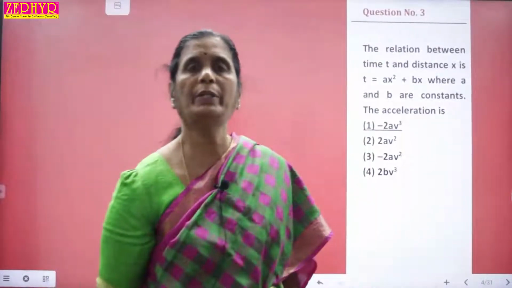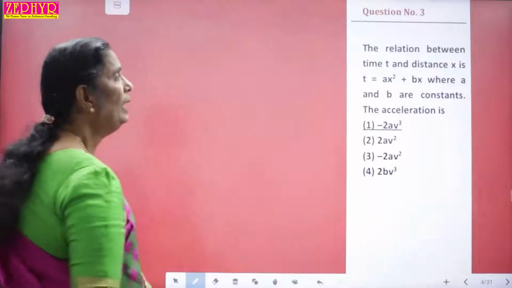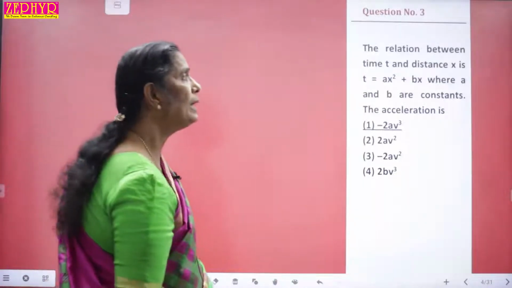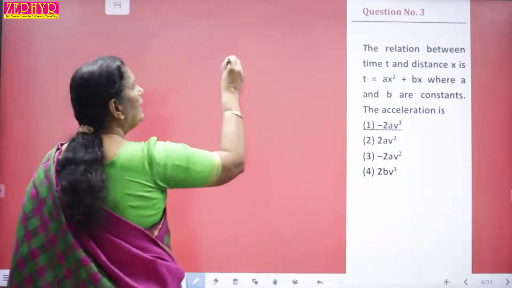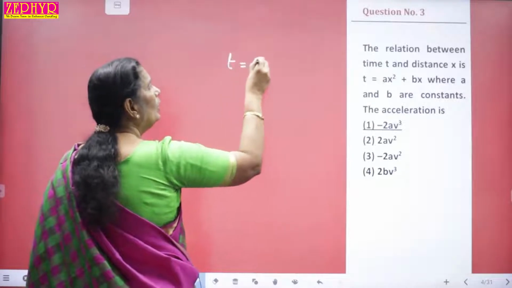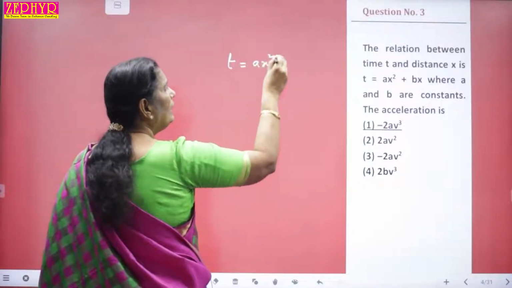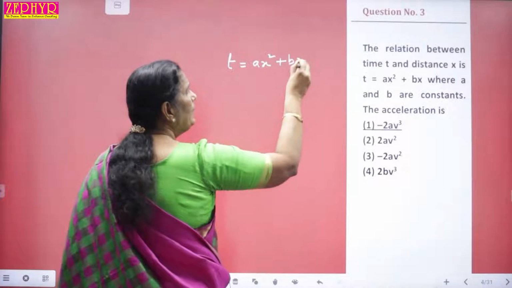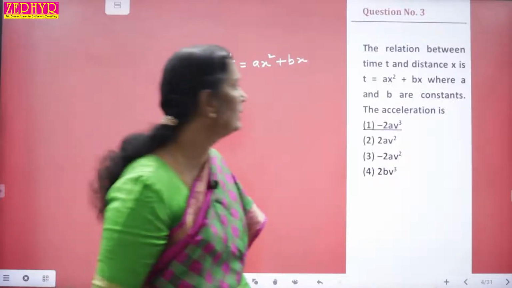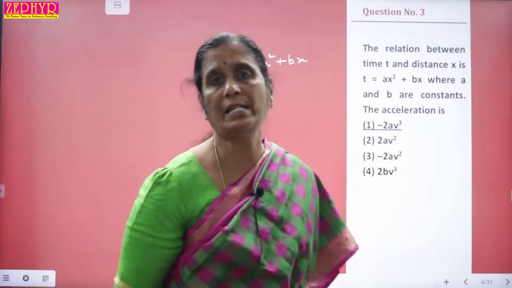Okay students, we will continue with the third question. Read the third question. The relation between t and x is t equals a x square plus b x, where a and b are constants. Then what is the acceleration?